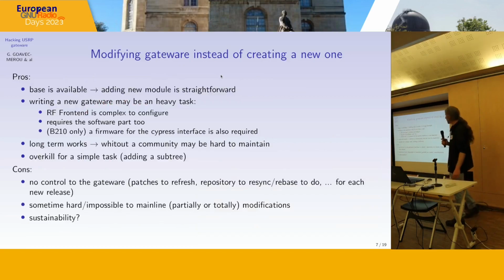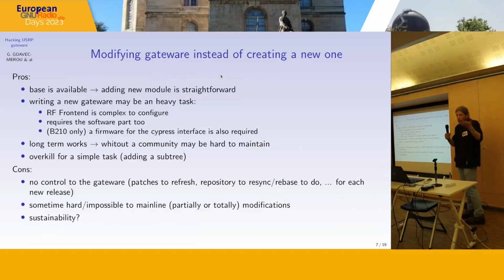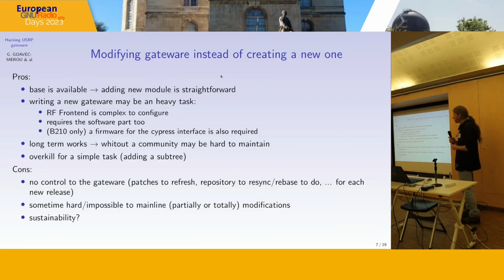Okay. The question is, we have modified this, but is it relevant to modify the gateware instead of writing a new one? It depends. Modifying is easier because the gateware is already available, everything is ready, the basic chain or the full chain is available, everything to configure the RF front-end or the A2D converter is available, etc. So you just have to inject your piece of code, and that's all.